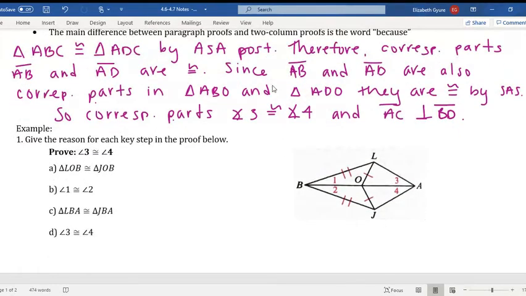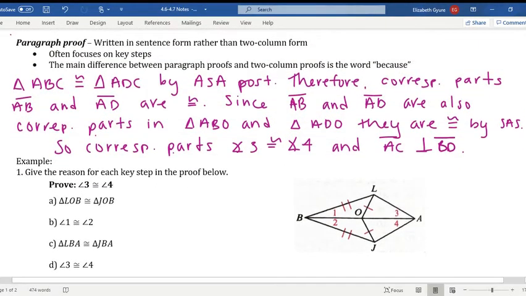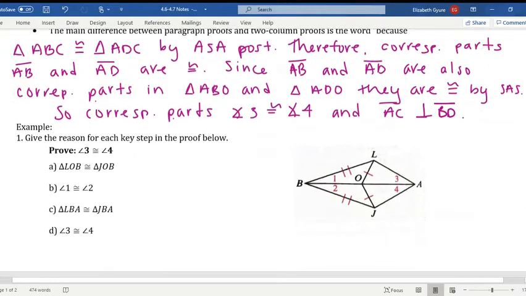All right, so real quickly, I want to try out one that we're looking for key steps in. Give the reason for each key step in the proof below. We are trying to prove that angle 3 is congruent to 4. So the first step here, they concluded that triangle LOB was congruent to triangle JOB. How do you think they determined that?